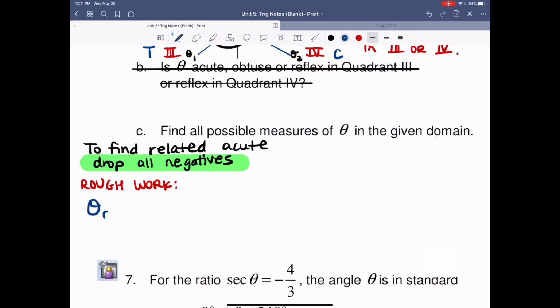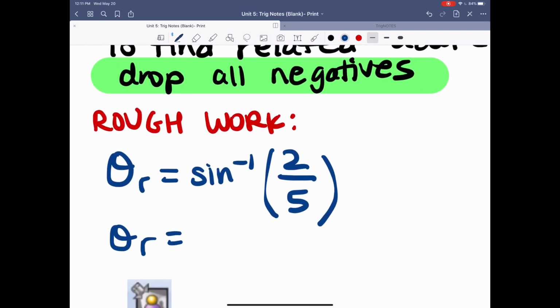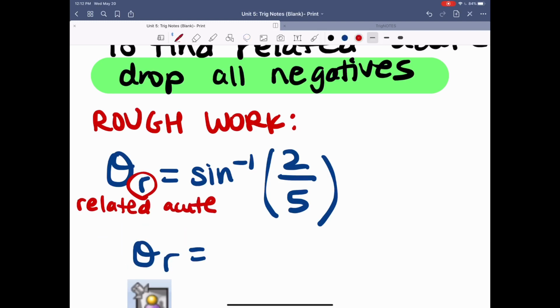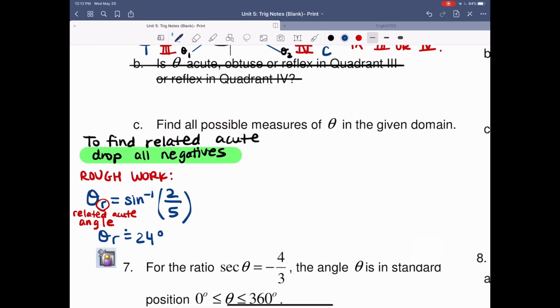I'm going to find theta of the related acute angle by doing sine inverse of the positive version of what we have. Part of that is to ensure that I have an acute angle every single time, rather than an obtuse, okay? But we do consider the negative later on. This part means related acute angle. So when I put that in the calculator, I will get 24 degrees, and that is part of my rough work. Next, I'm going to go on to the second step.